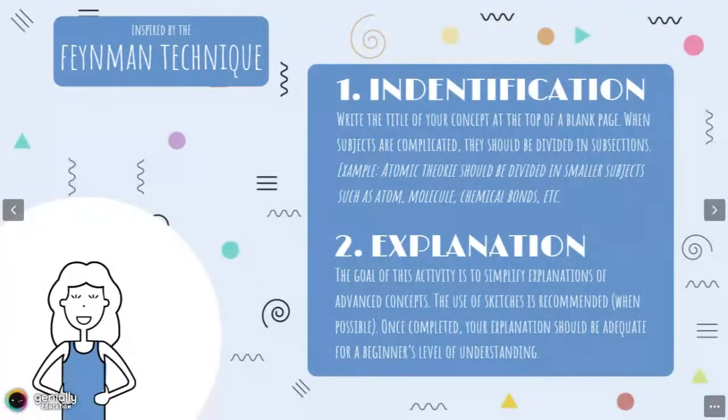Then the second step is the explanation. The goal is really to give the explanation as simply as they can. They can use sketches if necessary, which is really helpful most of the time. When the explanation is complete, it should be adequate for a beginner level of understanding, so anybody could understand it, even if they didn't take the class.